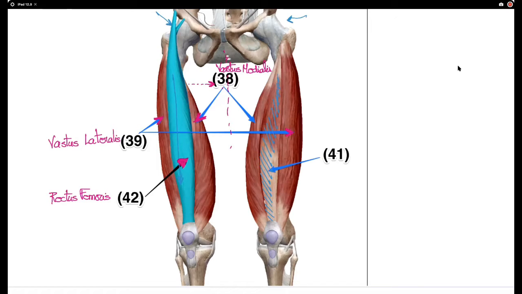About the large muscle located between the medialis, here on the medial side, and the lateralis. What do we call the one in the middle? It's still a large muscle, so we're still going to call it vastus. But it's not on the medial or lateral side, so what do we call something in between? Intermediate. So we're going to call it vastus intermedius.